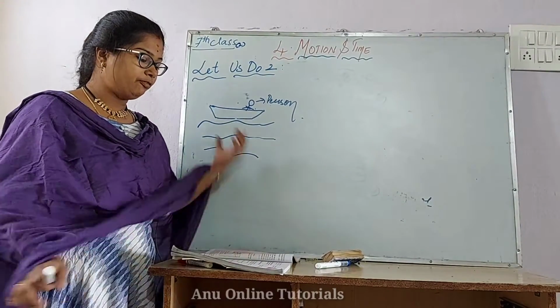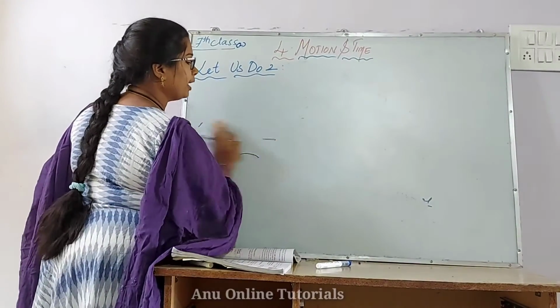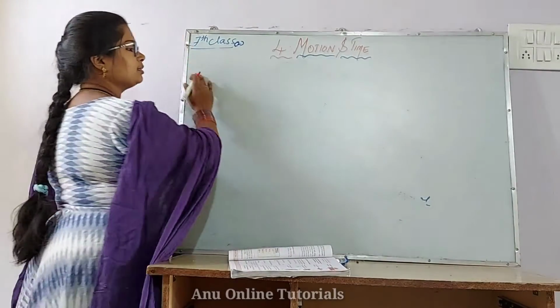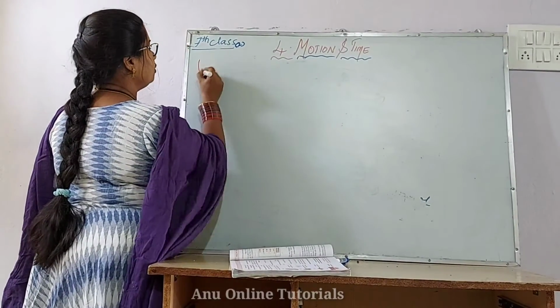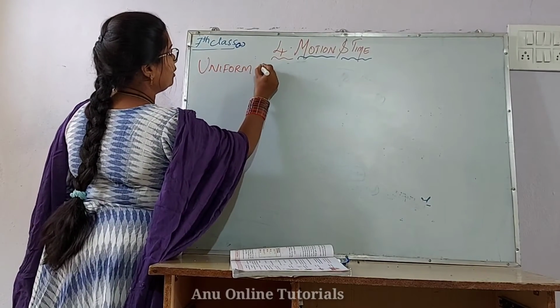Next, uniform and non-uniform motion. Here is another one, uniform and non-uniform motion. Here, in this, we'll go with uniform and non-uniform motion.